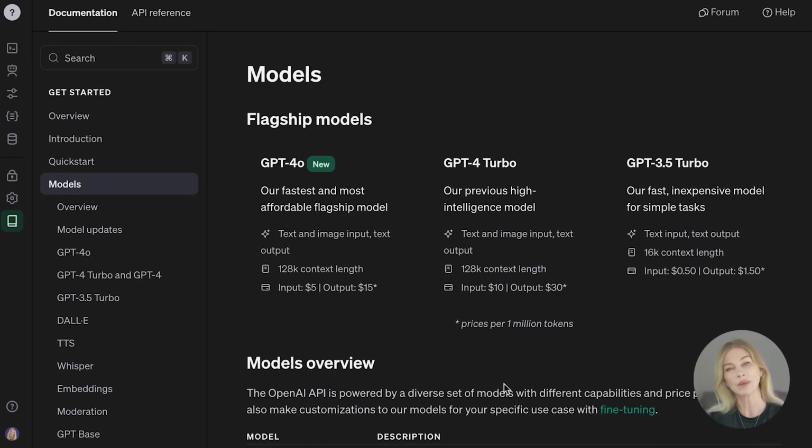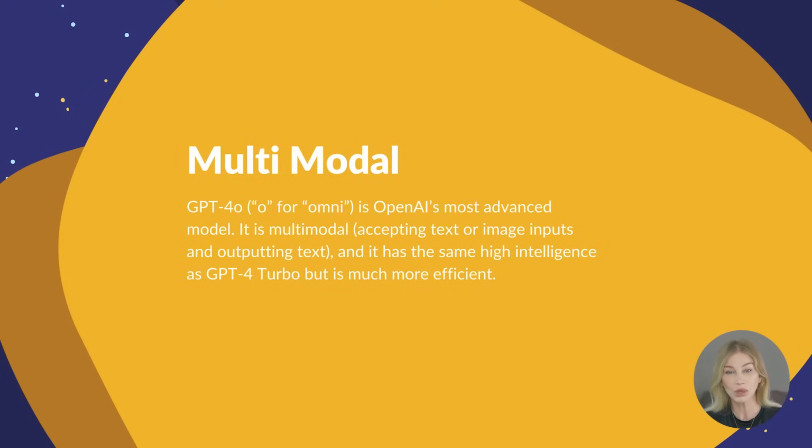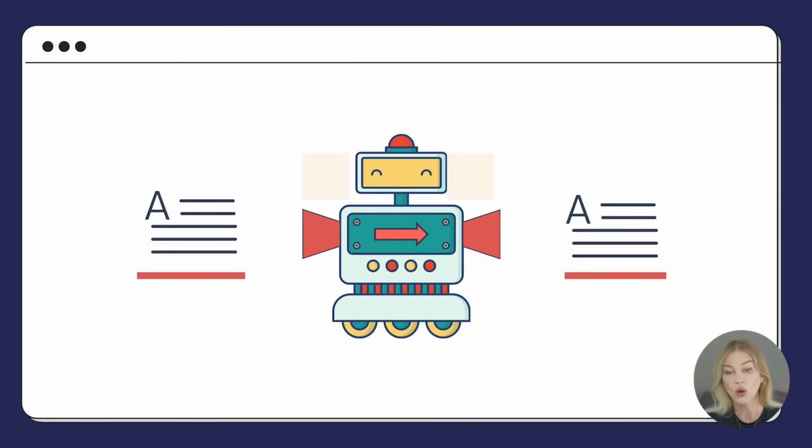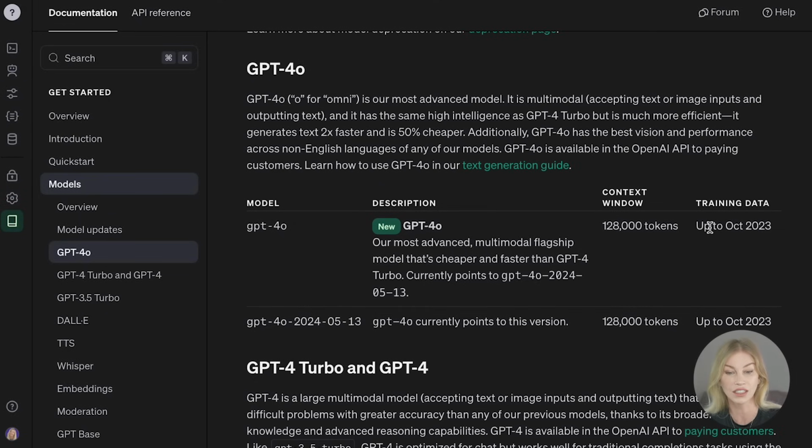Okay, so to recap, it's 50% cheaper than GPT-4 Turbo, and it's also 2 times faster than GPT-4 Turbo. And just like GPT-4, it is multimodal. Multimodal on this occasion means that it accepts text inputs or image inputs or text and image inputs, okay? And outputs text. Currently, the training data, as you can see, is up till October 2023. So if you need to have data that is more recent, you will have to feed that in yourself.